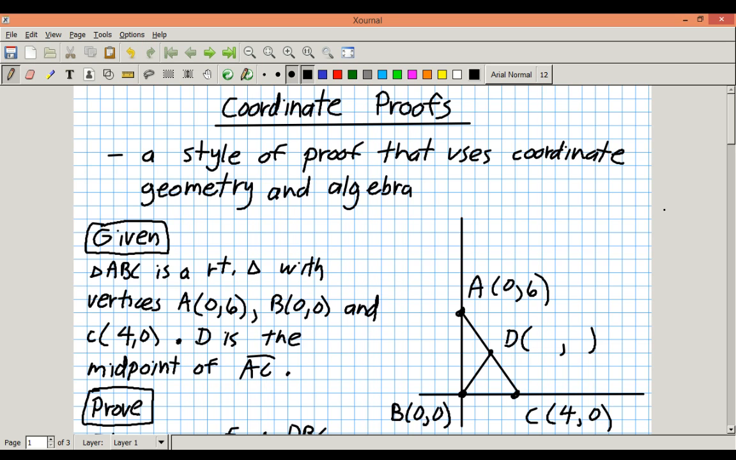Okay, welcome back, everybody. I know that you enjoyed that previous section on proof so much, I thought I would bring back proof again. But this time it's a different type of proof.